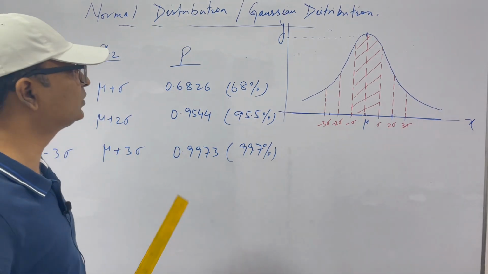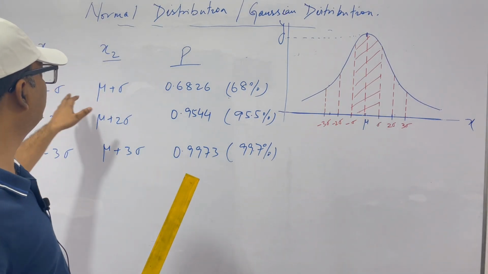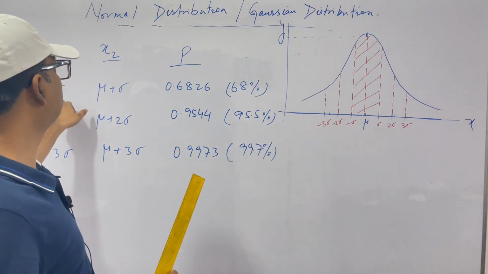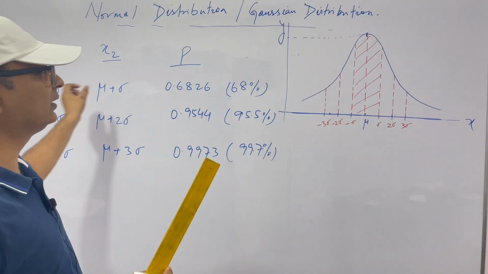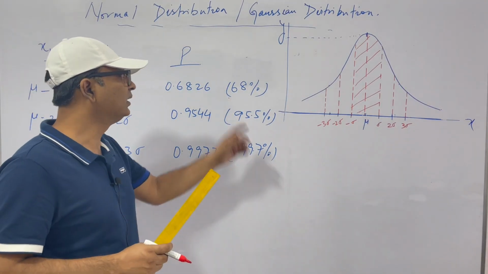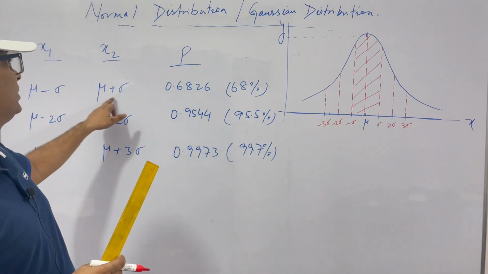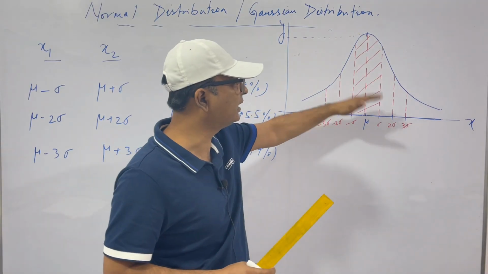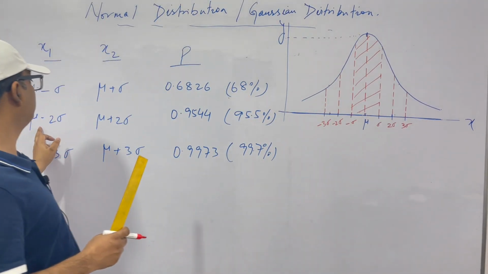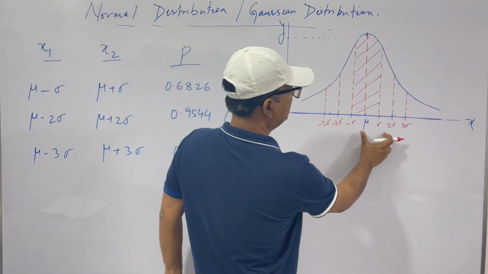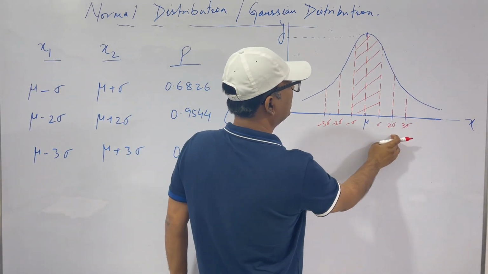You will find questions where you will be given that the probability between this and this is this. Find sigma or find mu, something like that. One variable will be given and you will have to find the second one. So remember this, mu minus sigma to mu plus sigma, probability is 0.6826, that is 68% area. Clear? Second, minus 2 sigma to plus 2 sigma.